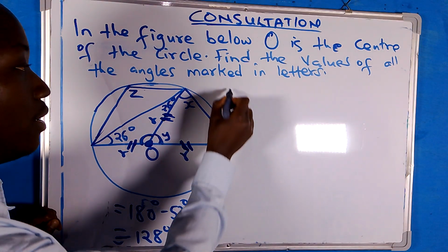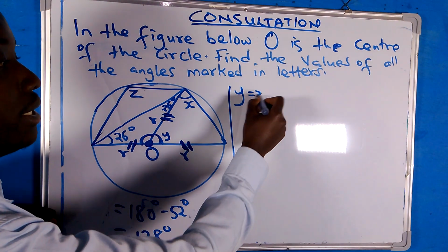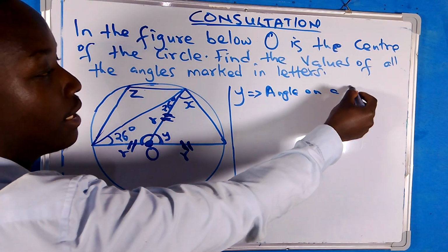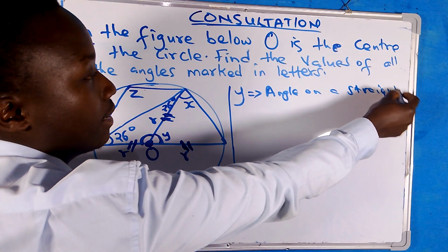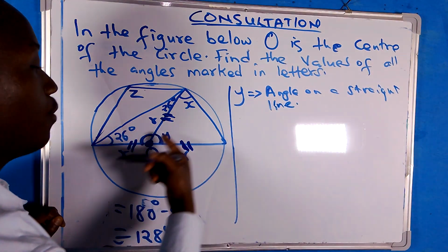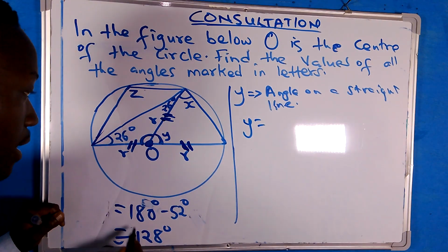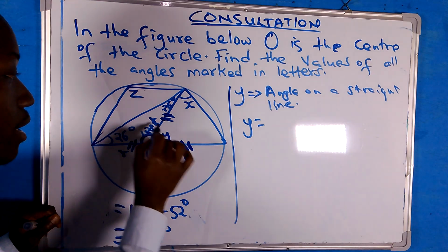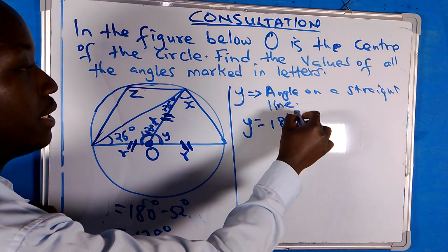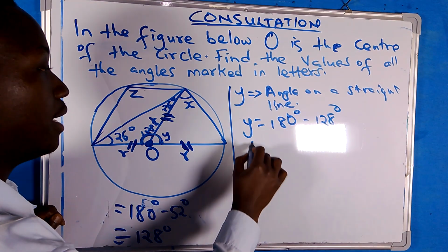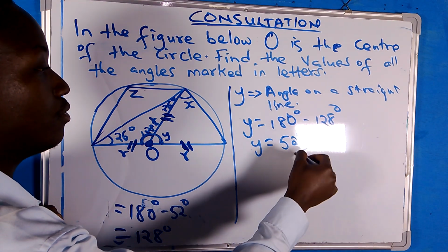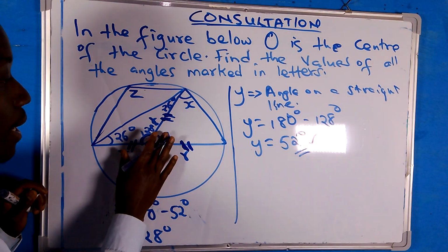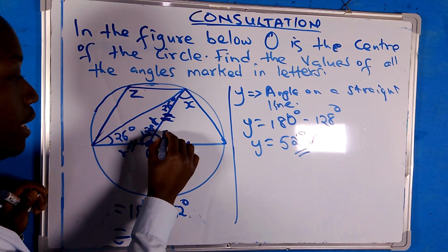For us to get y, we need to understand that y is an angle on a straight line. So, this angle being 128 degrees, we will take 180 degrees minus 128 degrees, and we'll end up getting y as 52 degrees. So our y here is equal to 52 degrees.